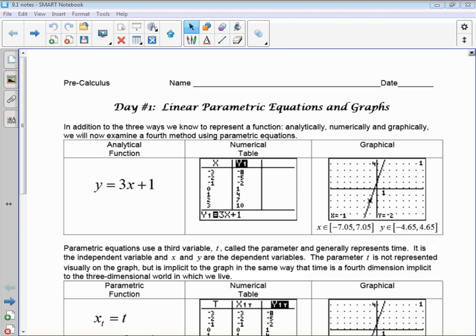So we are starting with basic parametric equations today, basically writing your normal equation with x's and y's in that third parameter with a t. Okay, so we're going to figure out how we can do that and how it looks when you do that.